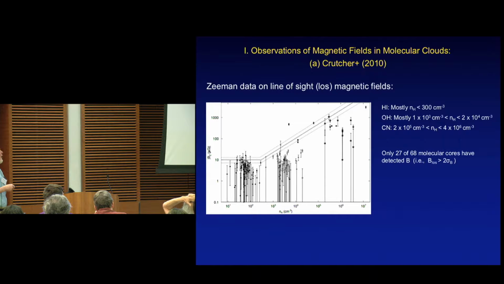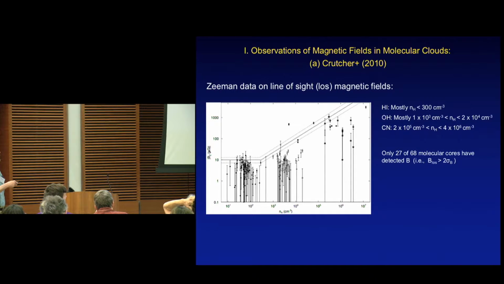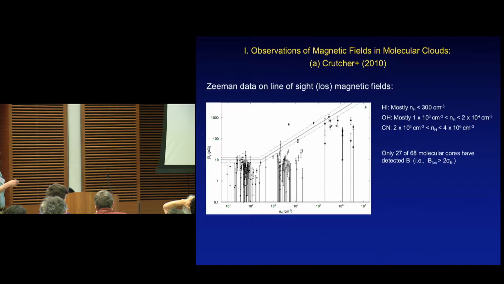Okay, so this is a famous figure that Dick has already showed, which summarizes all the existing Zeeman data at that time. You have the line of sight magnetic field as a function of the density. And down here you have mostly H1, this is mostly OH, and up here we have CN. And the important thing to realize is that only 27 of these molecular points actually are more than 2 sigma. So most of the points are less than 2 sigma, and traditionally had been ignored.